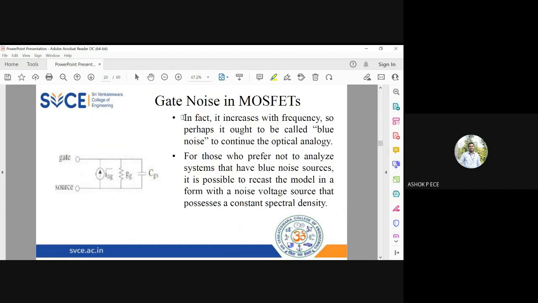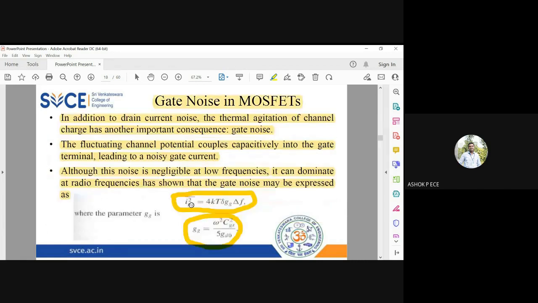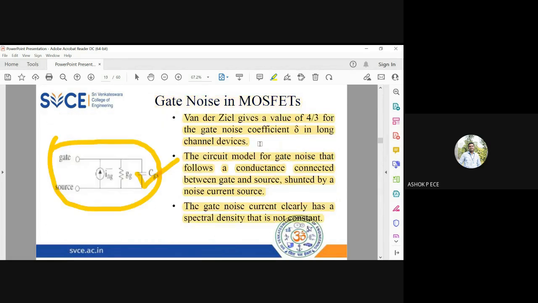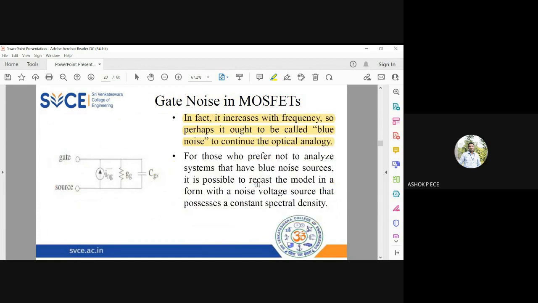In fact, it is going to increase with the frequency. So we have seen, see here, I_G is proportional to omega squared. So at high frequency operation, my gate noise is going to be very, very large. So I cannot say the spectral density is going to be constant.